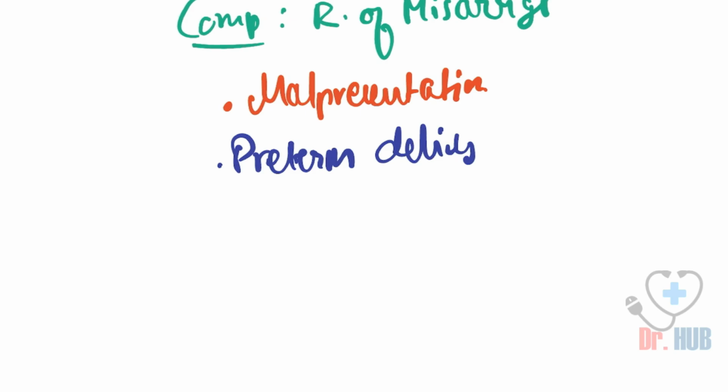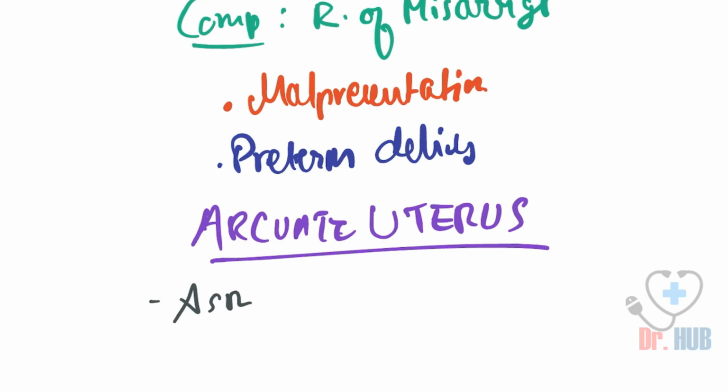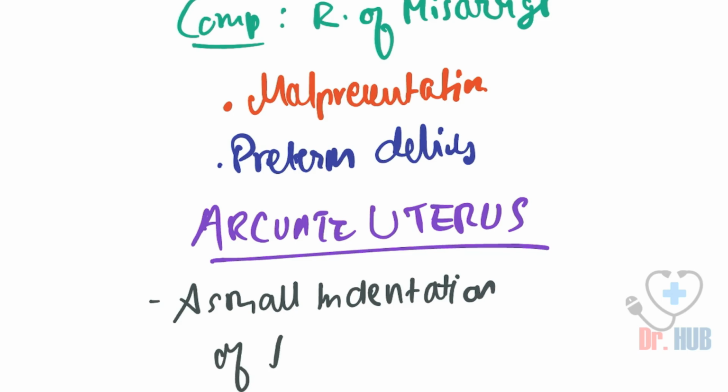The next question we asked was, what is the arcuate uterus? So the feature of the arcuate uterus is that there is a small indentation of the upper part.